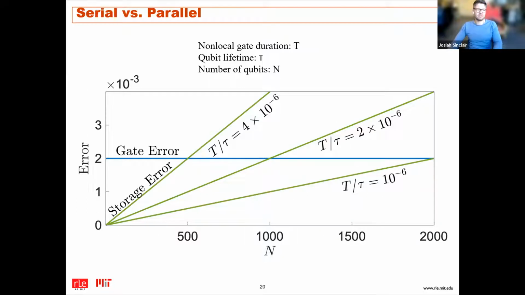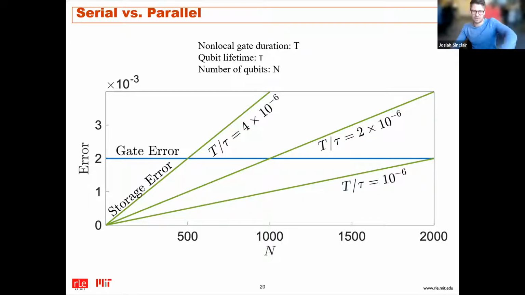So here's a plot where we consider the effect of the non-local gate speed on qubit storage errors in a serial any-to-any connected system. Here's our gate error, which is just a constant as a function of system size. However, we will have storage errors, and the idea is that if your non-local gate takes time t and your qubits have lifetime tau, then there's a probability of n times t over tau of a qubit storage error among any of your n qubits during your gate. The solution, of course, is to make your gate super fast. But no matter how fast it is, there's always some point at which your system size is so large that being serial is just not a good idea anymore.